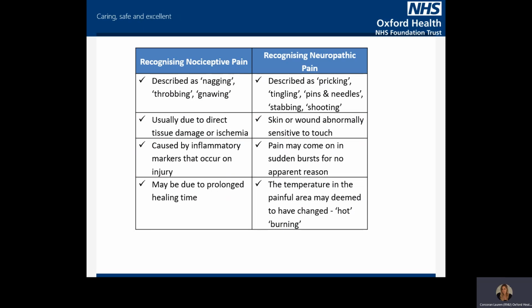It's usually described as prickling, tingling, pins and needles, stabbing or shooting. The skin or wound may be abnormally sensitive to touch. Like I said, with that definition, it's a real heightened pain. And it may come on in sudden bursts for no apparent reason. The temperature may seem to have changed, so they may describe it as hot or burning.